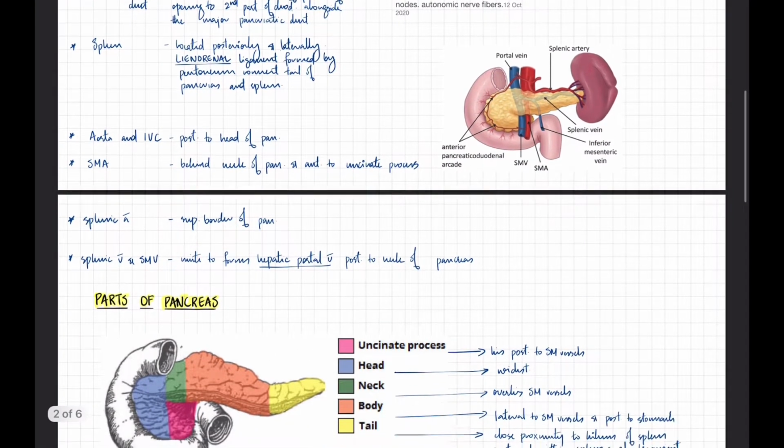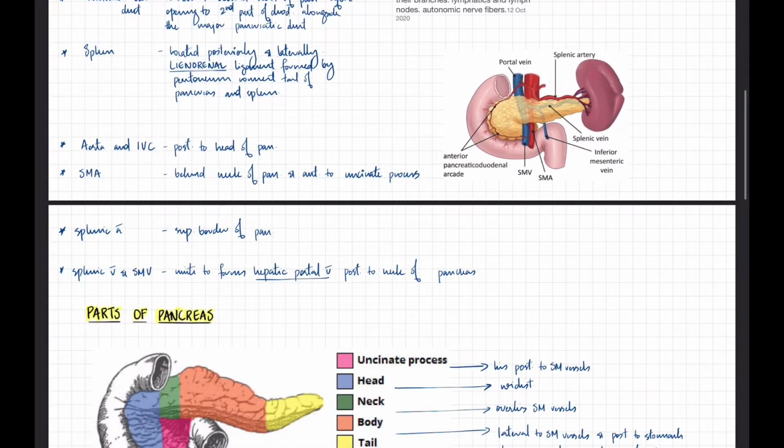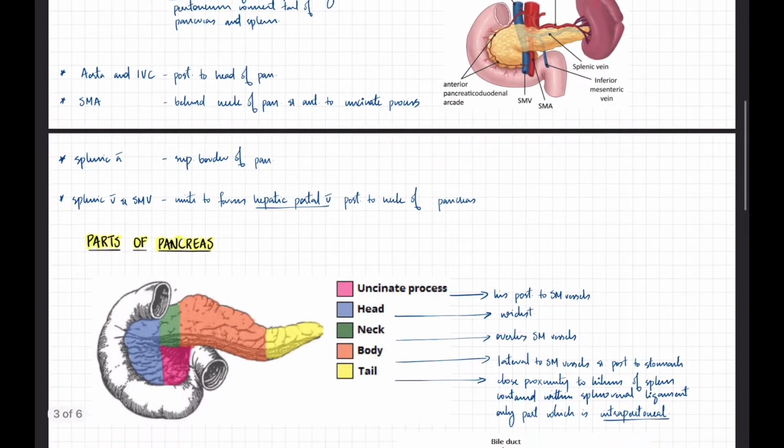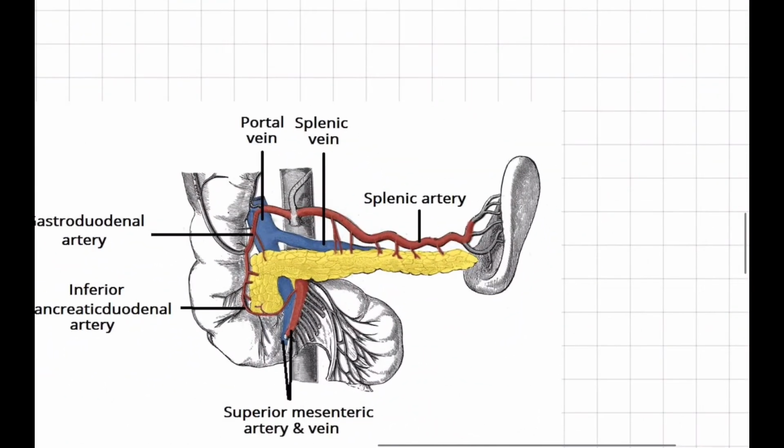There is superior mesenteric artery behind the neck of pancreas and anterior to uncinate process. This is the superior mesenteric artery, which is derived from the aorta, and it is present posterior to the neck of pancreas and anterior to the uncinate process. Here is the uncinate process which goes behind the superior mesenteric artery. There is splenic artery which runs along the superior border of pancreas. Here you can see the splenic artery.